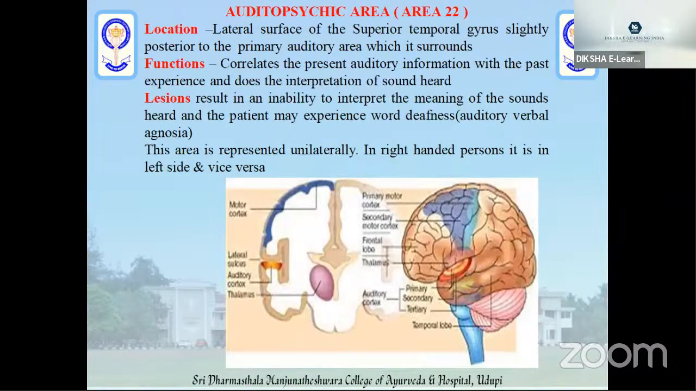Now, what happens if lesions occur? Lesions result in inability to interpret the meaning of the sounds heard. If you tell him A, he can't understand what A is. The patient may experience word deafness, also called auditory verbal agnosia. This area is represented unilaterally. In right-handed persons it is on the left side, and vice versa: in left-handed persons it will be on the right side.